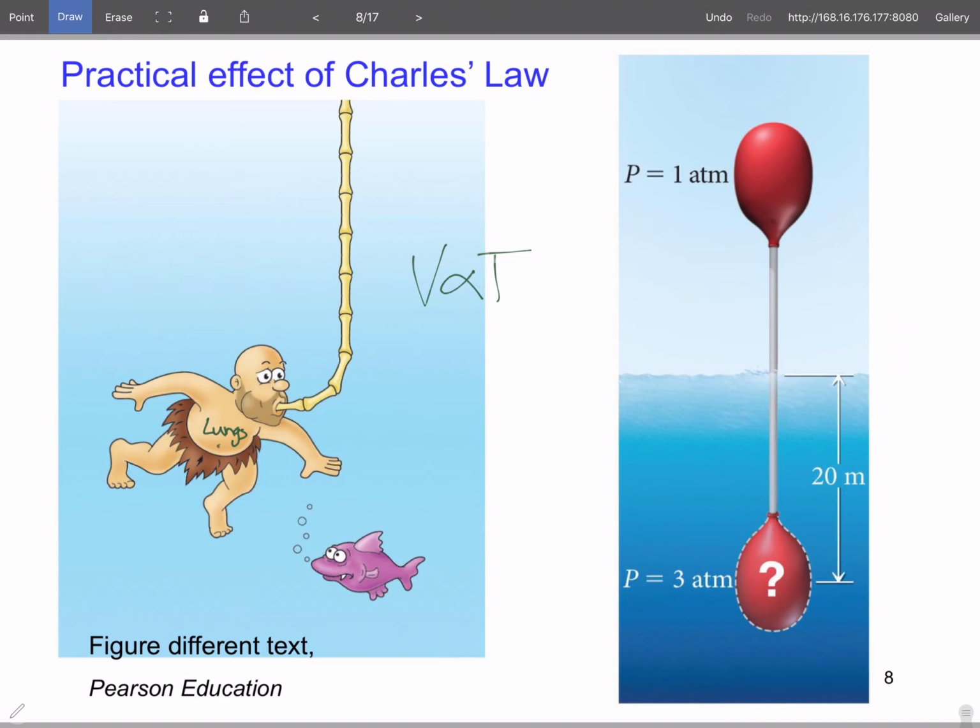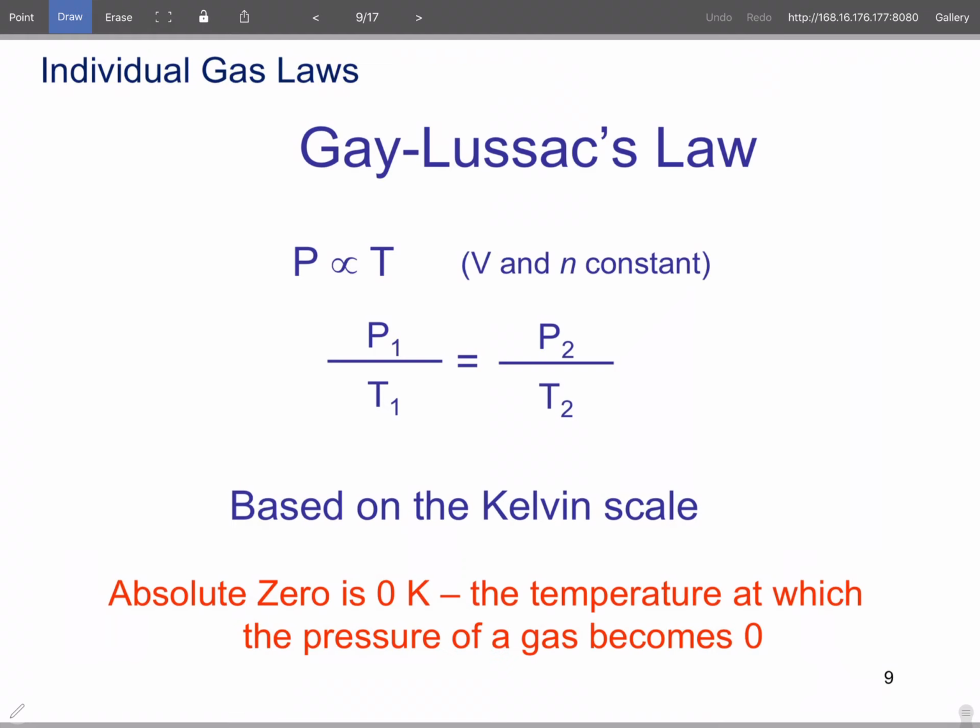And so the practical effect of Charles's law is that you can't have an inordinately long snorkel. So while this is true, like in Fred Flintstone, this is not. You cannot do this. You can't breathe from a snorkel that's too long.